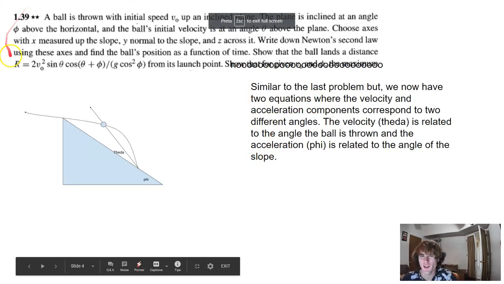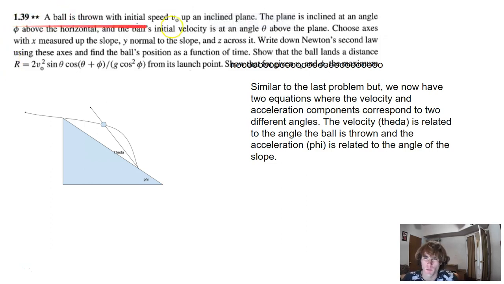Hi, it's Brady, and today I have a fun problem to show. A ball is thrown with an initial velocity up an inclined plane. The plane is inclined at an angle of phi above the horizontal, and the ball's initial velocity is at an angle of theta above the plane.